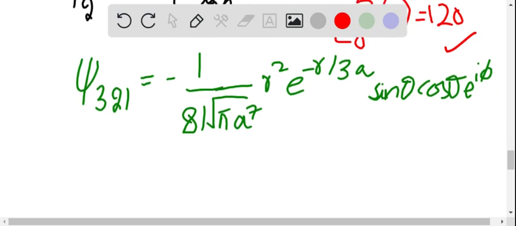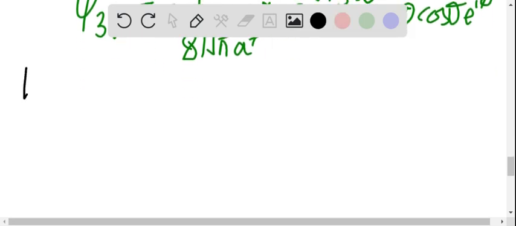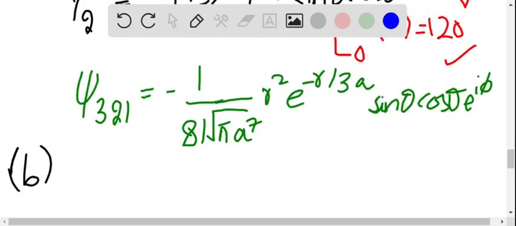So next we need to do part B. Part B is very simple. We need to check whether this result is properly normalized or not, right? So for that we would be integrating it. So we would be doing this, right?